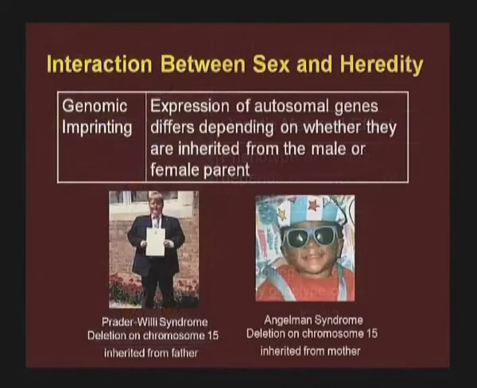Certain genetic defects are also due to the interaction between sex and heredity, and to genomic imprinting. The expression of autosomal genes differs depending on whether they are inherited from the male or female parent. In the case of Prader-Willi syndrome, a deletion on chromosome 15 is inherited from the father, and if it is inherited from the mother, it is known as Angelman syndrome, again a deletion on chromosome 15.